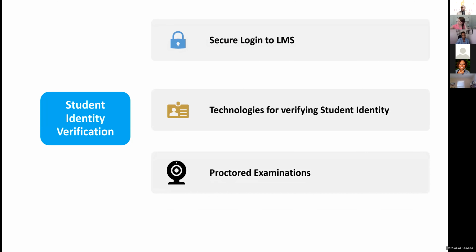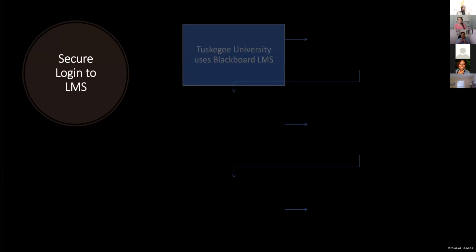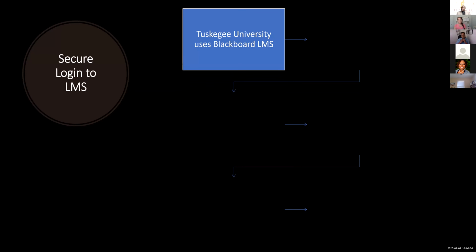So there are three elements or three options for student identity verification. The first one is secure login to a learning management system, which for Tuskegee University is Blackboard. And the next is technologies for verifying student identity and proctored examinations. So we use Blackboard as a learning management system. Students are given a password and a unique username, which gives them access to this learning management system.